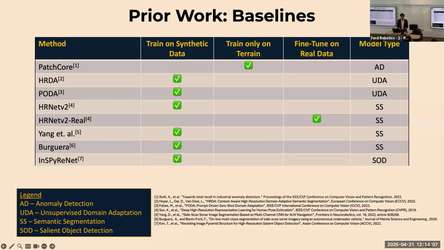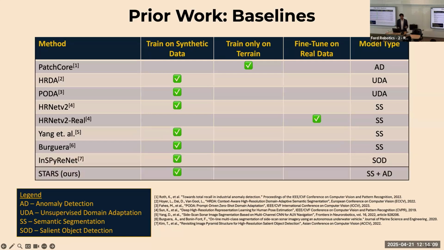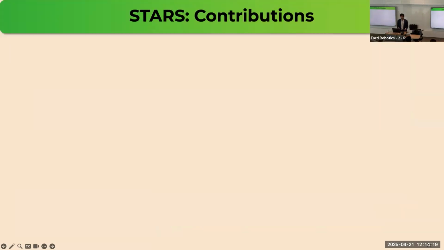InspireNet is a salient object detection model. And STARS sort of falls in that it's trained on synthetic data and is a combination of semantic segmentation and anomaly detection. So our contributions are as follows.